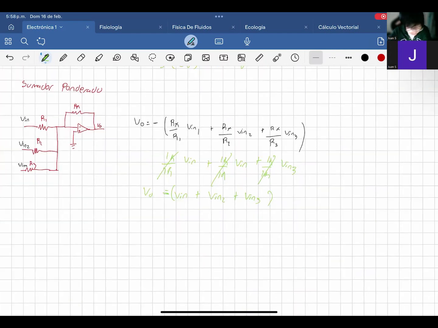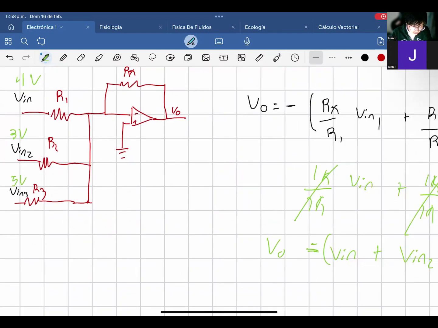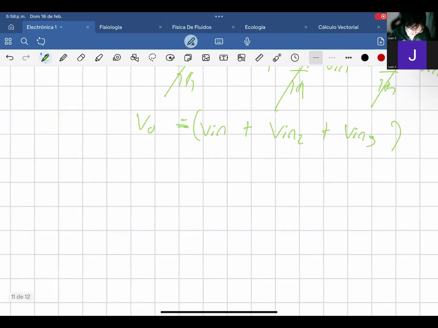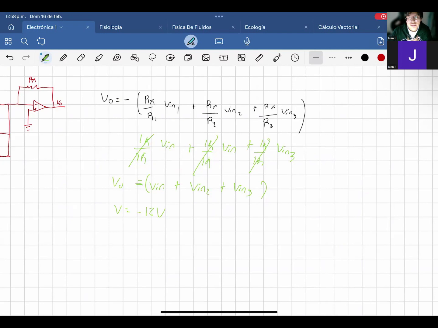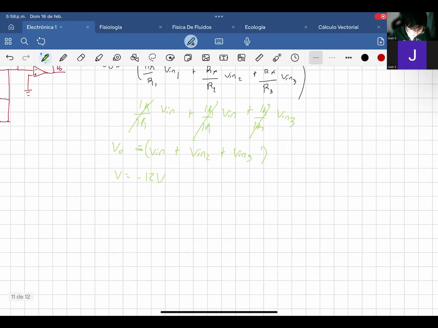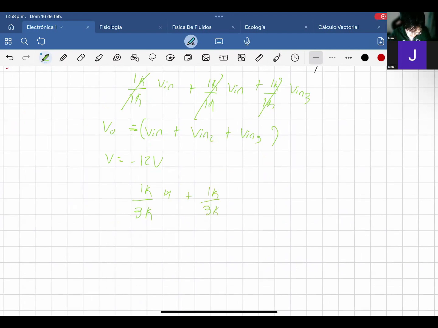So if we replace values, for example, let's say 4 volts, 3 volts, 5 volts, it would be minus 12 volts, excuse me, in that case. However, if we wished, for example, to take an average of grades, for example of the semester, weighted 30, 30, and 40 accordingly, we could do, for example, 1K over 3K times the grade, let's say 4, plus 1K over 3K times 3, plus 1K over 4K times 5, excuse me.